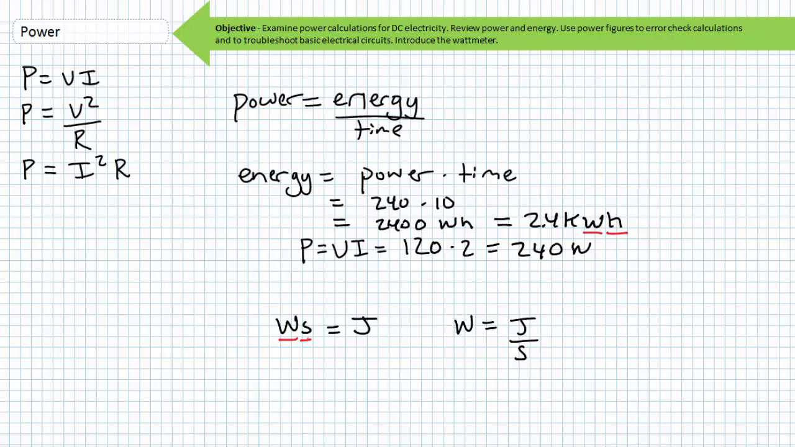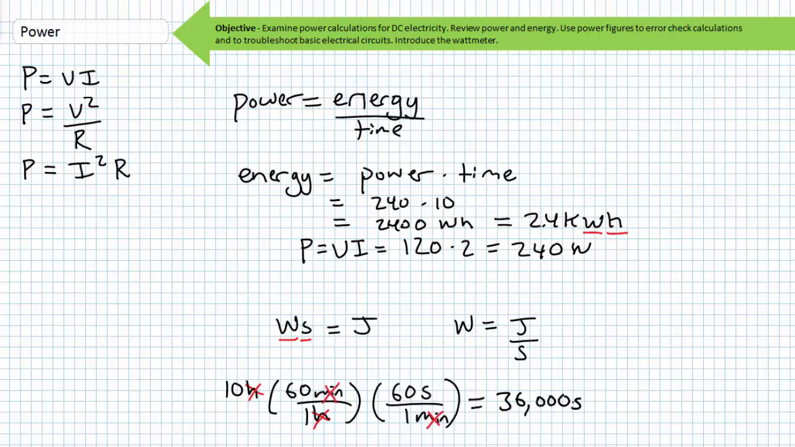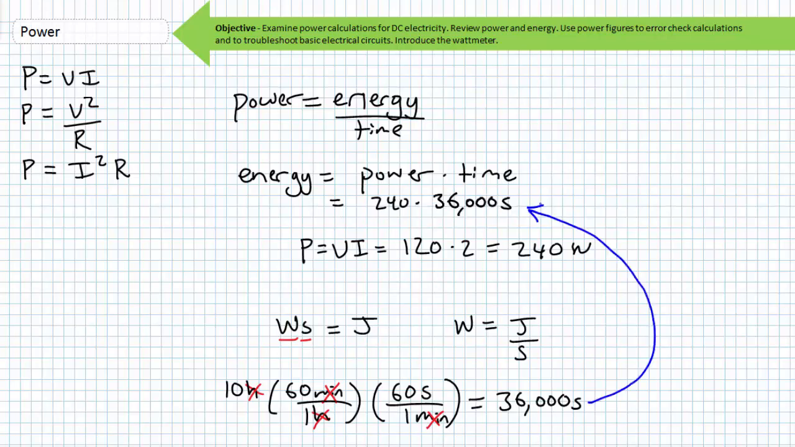If you want to determine the energy consumption of this device, drawing 2 amps from a 120 volt source over the course of 10 hours in terms of joules, you'd have to convert 10 hours to its equivalent number of seconds, where 10 hours times 60 minutes per hour times 60 seconds per minute equals 36,000 seconds. Energy is power times time. 240 watts times 36,000 seconds yields 8,640,000 joules, or 8.64 megajoules.